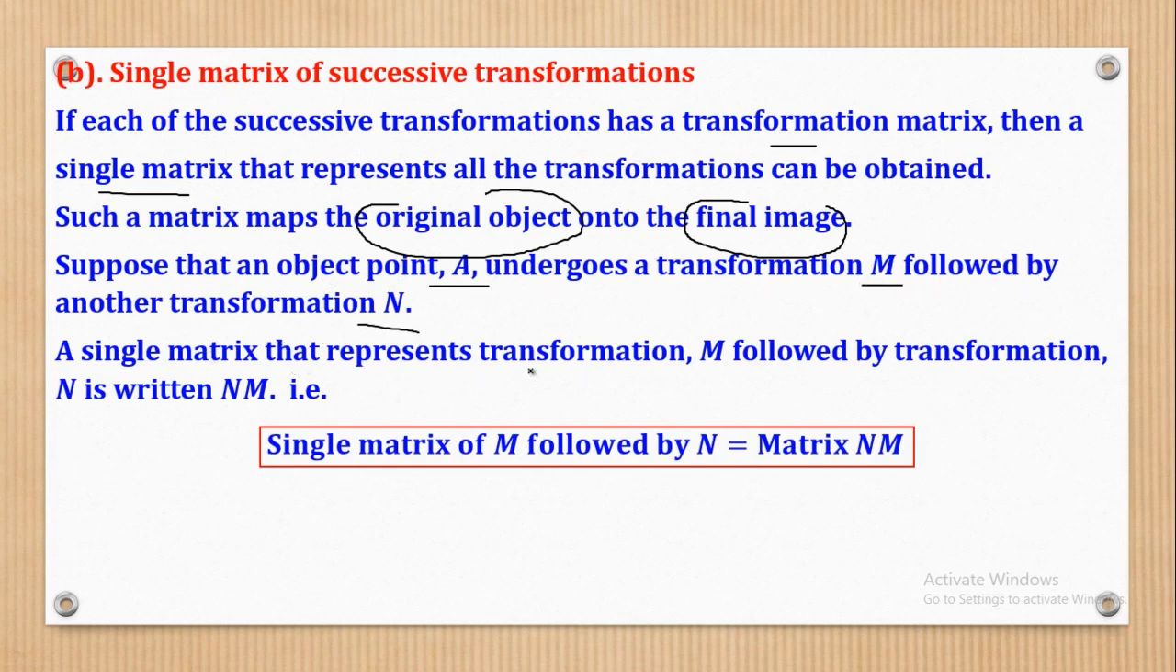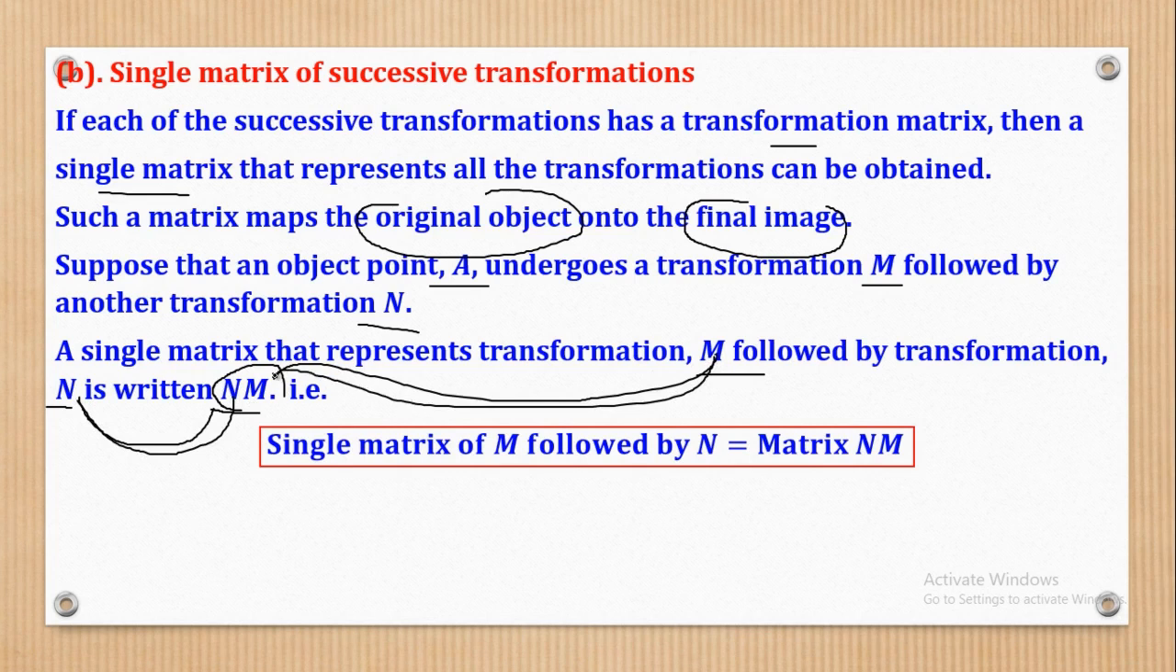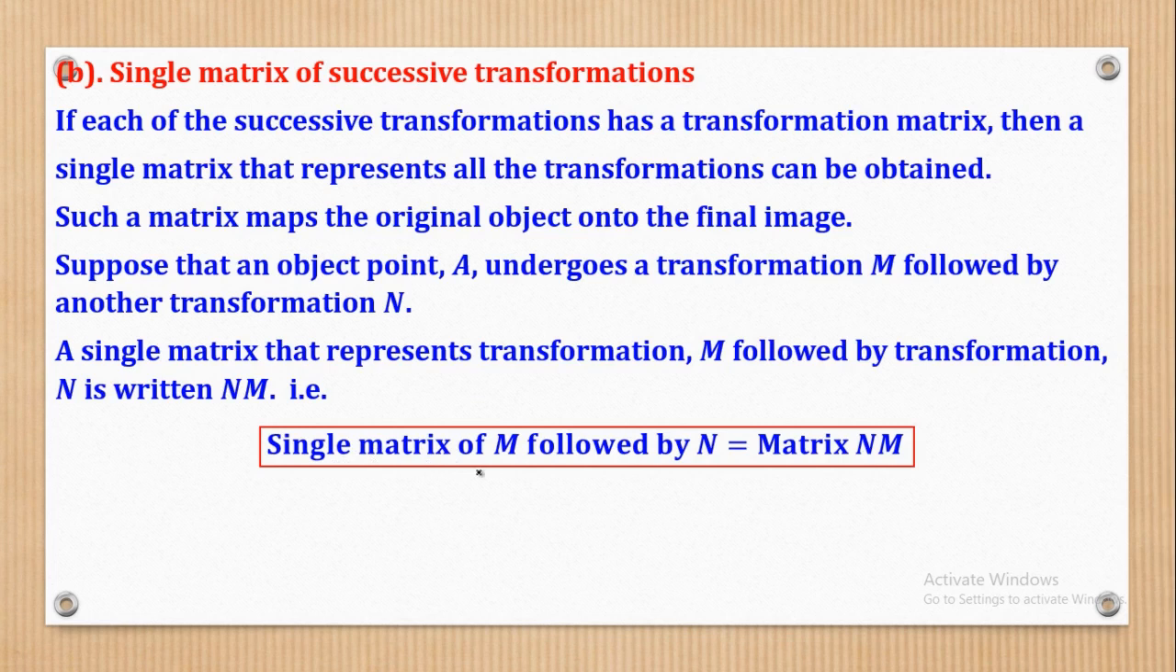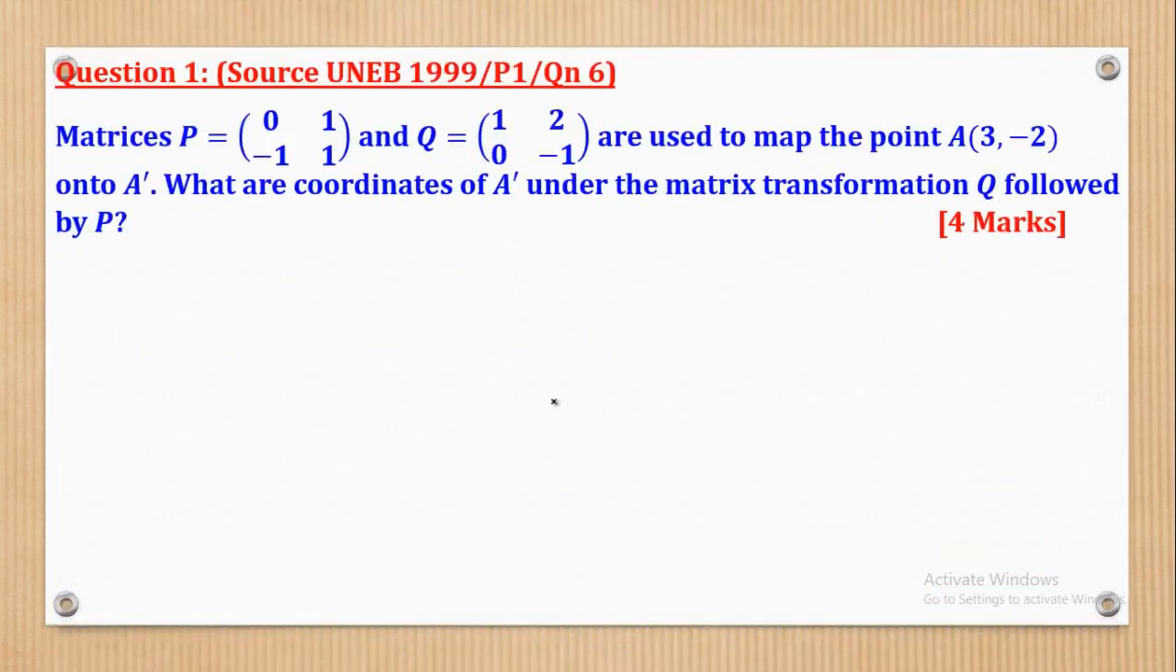A single matrix that represents the transformation M followed by transformation N is written as NM. So note the order of the transformations which we are going to multiply. The last one is what starts, and the first one is what ends. This is very vital, it shouldn't confuse you. If it is M followed by N, it is N you first write, then M comes last. In other words, the single matrix of M followed by N is given by NM. So the last becomes first and the first becomes last. If you remember that concept, then we shall go through these examples.